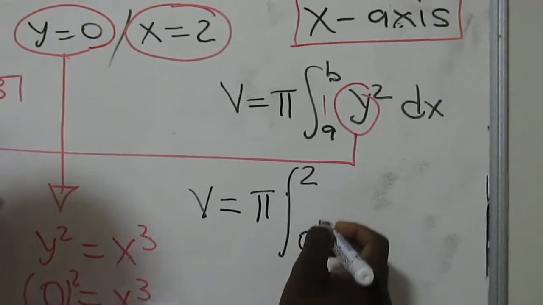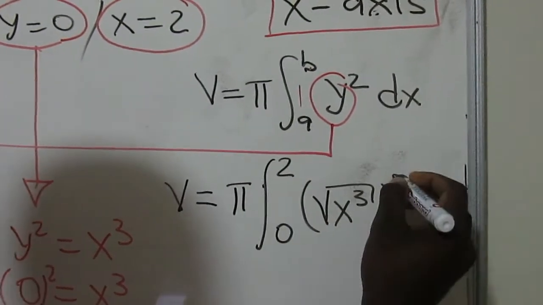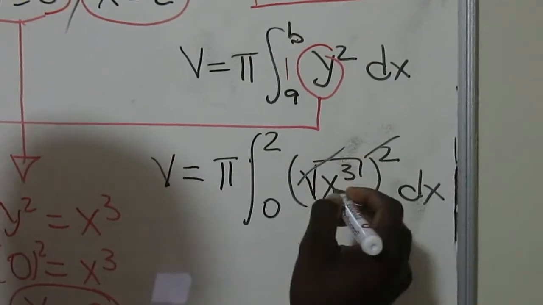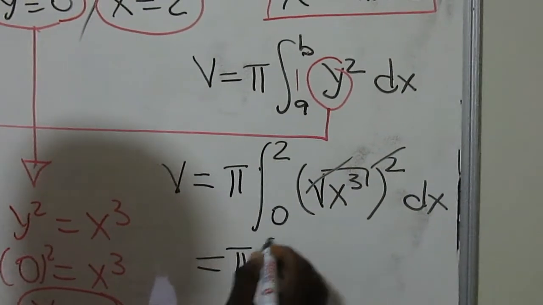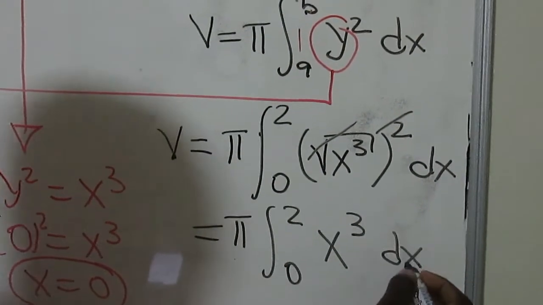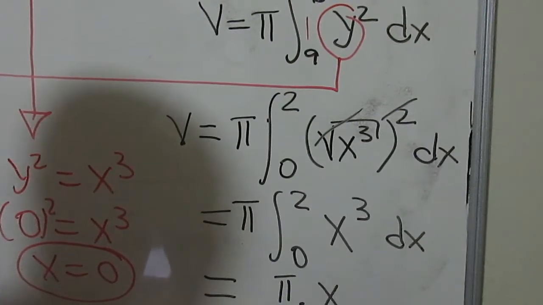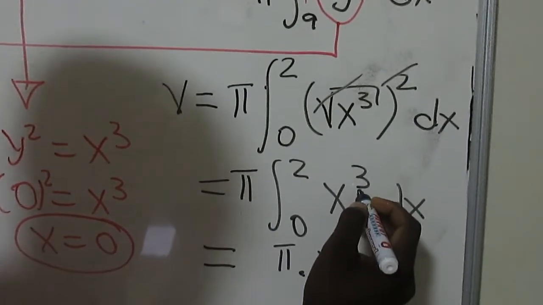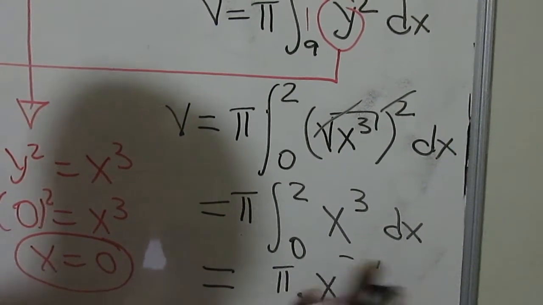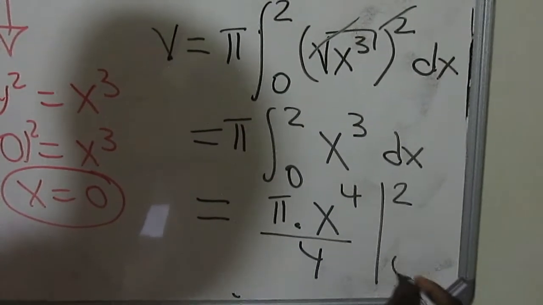And then you say the volume will be given by pi, between 2 and 0, of the function that we got, which was the square root of x cubed, all of that to the power of 2, dx. The power cancels the square root. Then you remain with pi integral from 2 to 0 of x cubed dx. The integration of this will give us pi, you keep x, 3 plus 1 gives us 4, and then you say x to the power of 4 over 4 under the limits of 2 and 0.